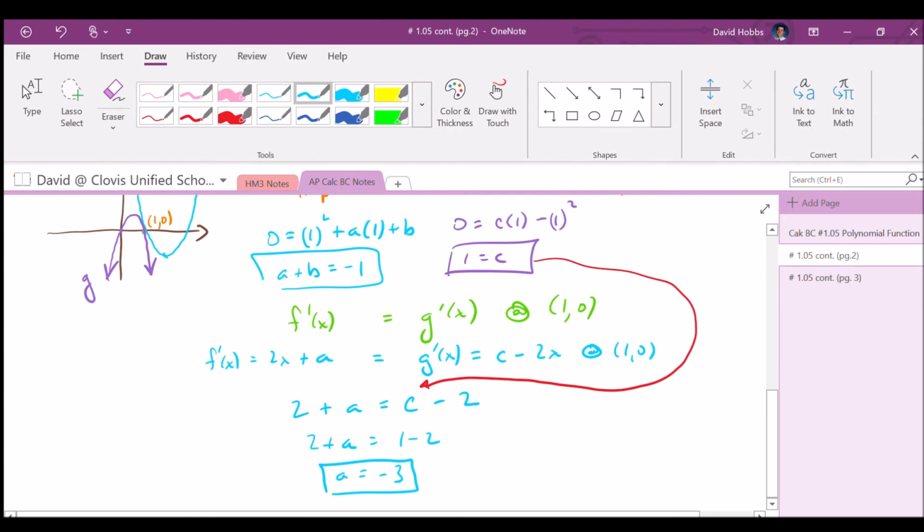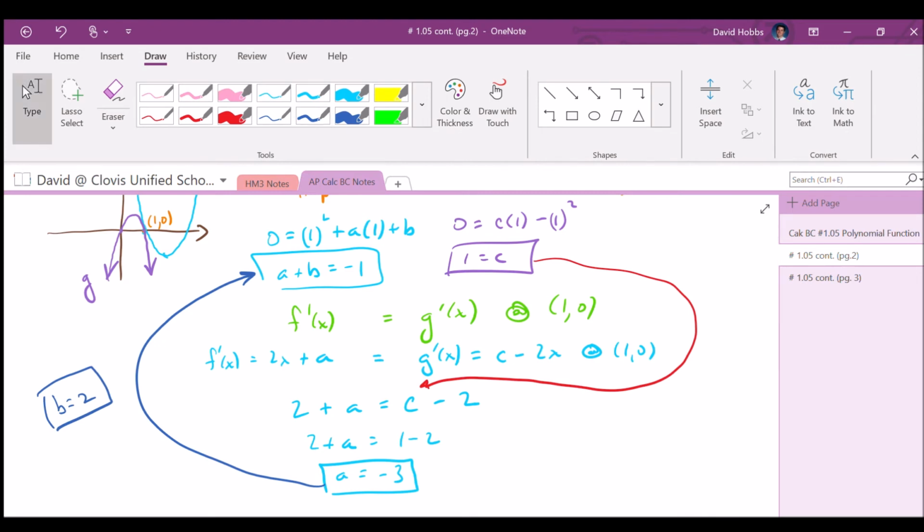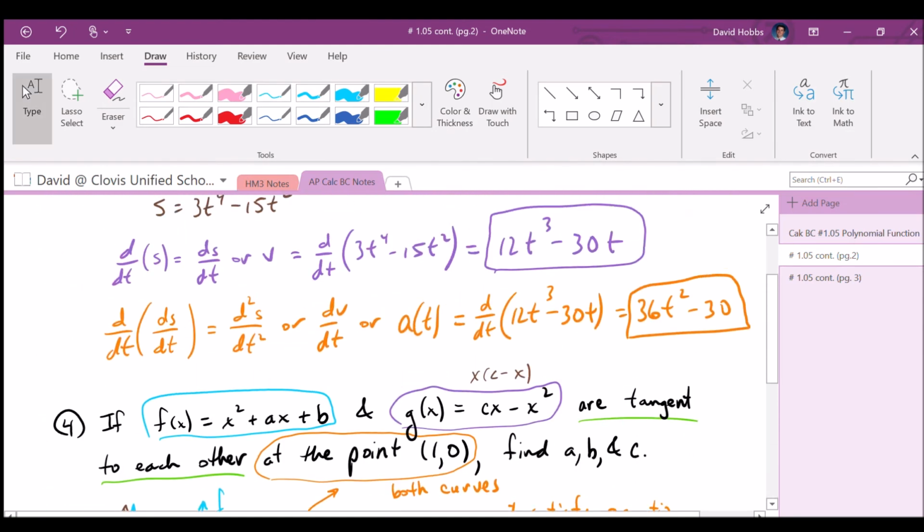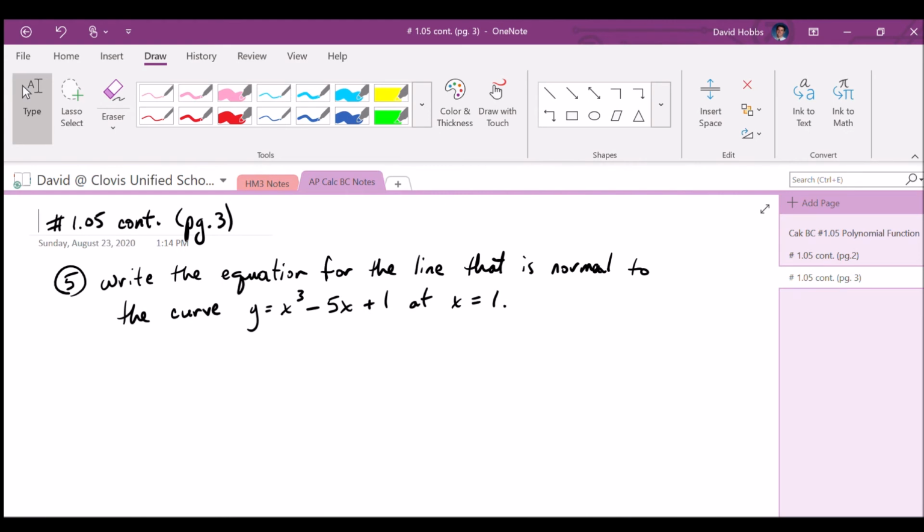Okay, so we know c, we know a, and so if I plug in a right there, I can get the fact that b is 2. And so there's a, b, and c. Okay, okay, moving on. Got 2 more problems.